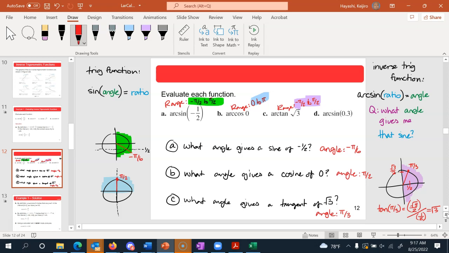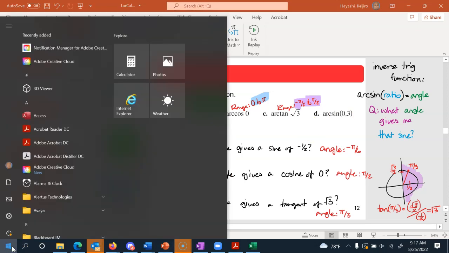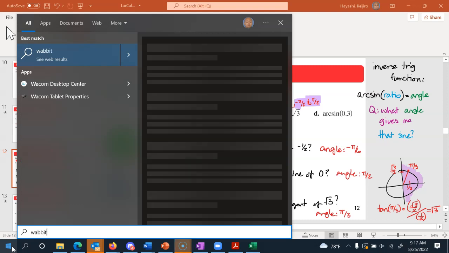If we had gone with pi over 6 instead, that would have the x's and the y's backwards to how we got them from pi over 3, and we'd end up with 1 over the square root of 3, which would not be a proper answer to what angle gives a tangent of square root of 3. As for this last one, arcsine of 0.3, 0.3 radians is not a well-known or well-defined angle on the unit circle, so you would just have to, and I hope this works this time.